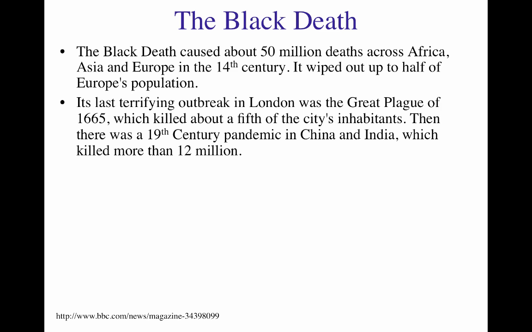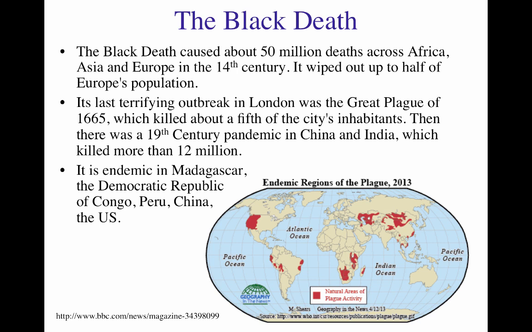Now, there was an outbreak in London that we call the Great Plague of 1665, and that killed about a fifth of the population of the city of London. And then in the 19th century, the Great Pandemic of China and India is believed to have killed over 12 million people. Currently, the bacteria that cause the plague are endemic in different regions of the world, as shown in this map, including Madagascar, the Democratic Republic of Congo in Africa, Peru, China, and the Western United States.